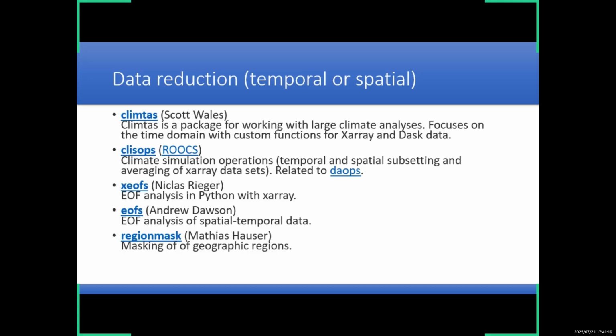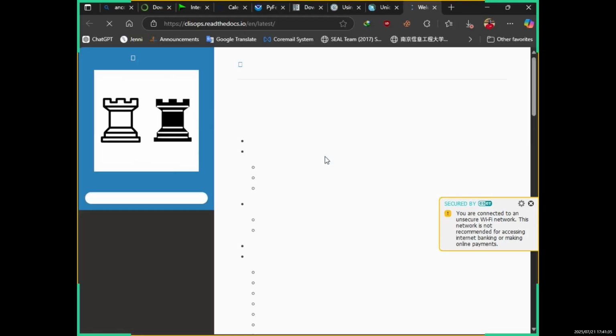So we can import one of these libraries and do that specific task. For example, if you go for climate simulation operations, like for this one, you can use this library for things like subsetting and then even spatial downscaling.